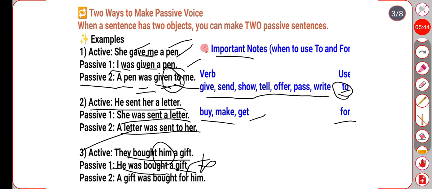In passive voice, you see here when converting with the direct object, a gift was bought. After bought, it used for. Here it is used to, but after buy became bought, we need to use for. You got it? Let's move to another topic.